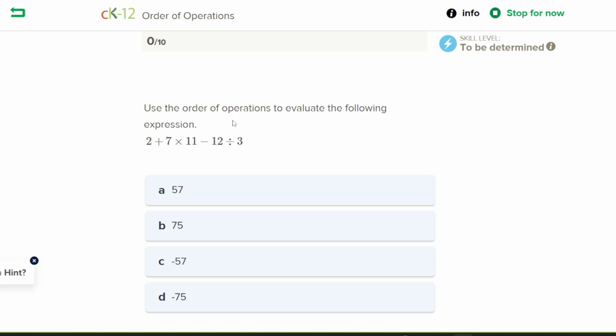And I would recommend that if I start a new question, a new example, pause the video and try to work it out yourself before seeing how I'm doing it. All right, so in this first question, we're asked to use the order of operations to evaluate the following expression. And we have 2 plus 7 times 11 minus 12 divided by 3.